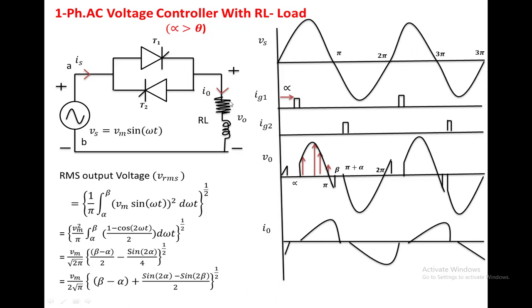controller with RL load. Here the ambiguity is how to calculate this beta value, that we are going to see in the coming classes.